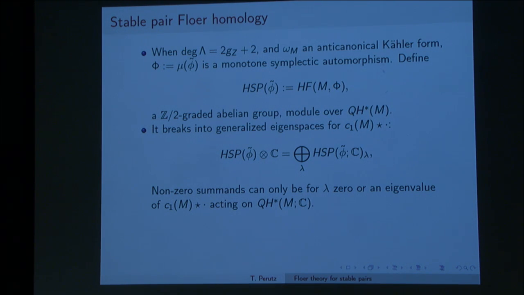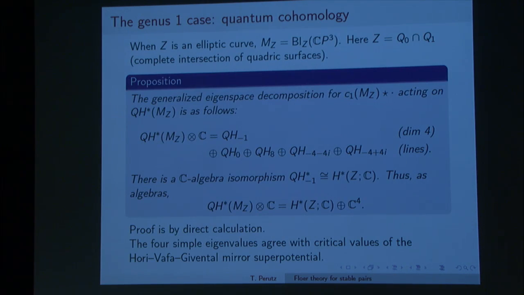In particular, it breaks into generalized eigenspaces for the action of the Chern class of M. So it's a sum over lambda of these generalized eigenspaces for the action of the Chern class. These summands can only be non-zero when lambda is either 0 or else an eigenvalue of C1 of M acting on the quantum cohomology itself. Okay, so we're going to focus now on the genus 1 case. So in the genus 1 case, we can actually compute.